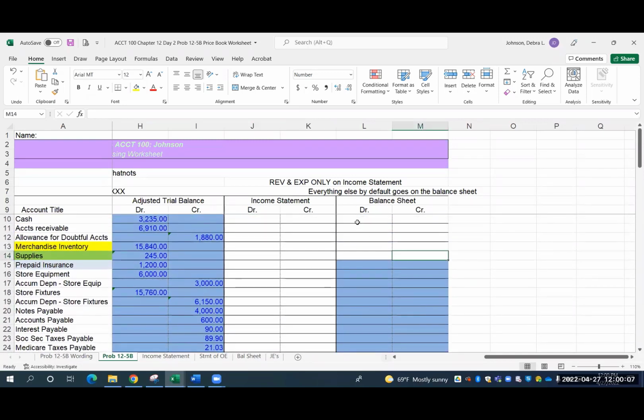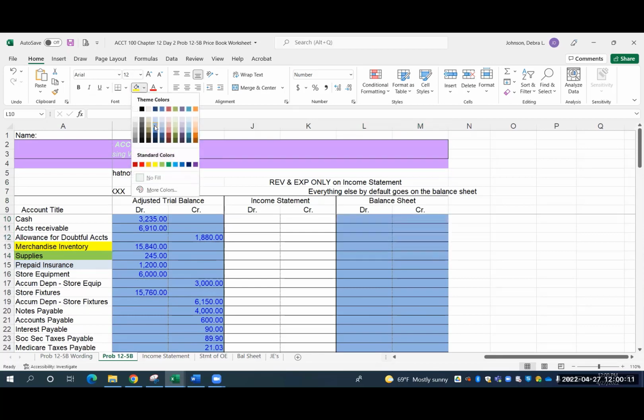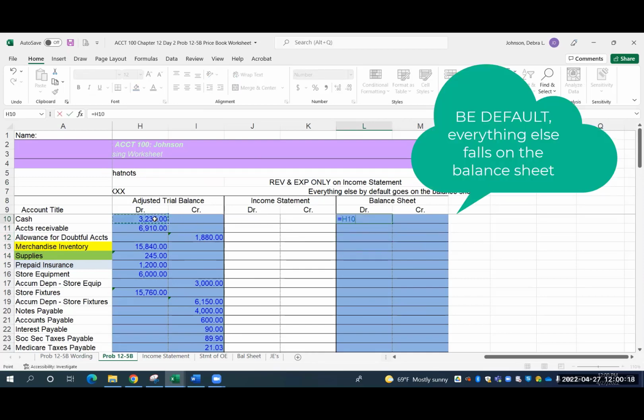Questions before I fill in? I left this part not blue. Any questions before I fill in those blue numbers? All right, I'm going to grab them. All the rest of the accounts go on the balance sheet: assets, liabilities, and equity accounts.